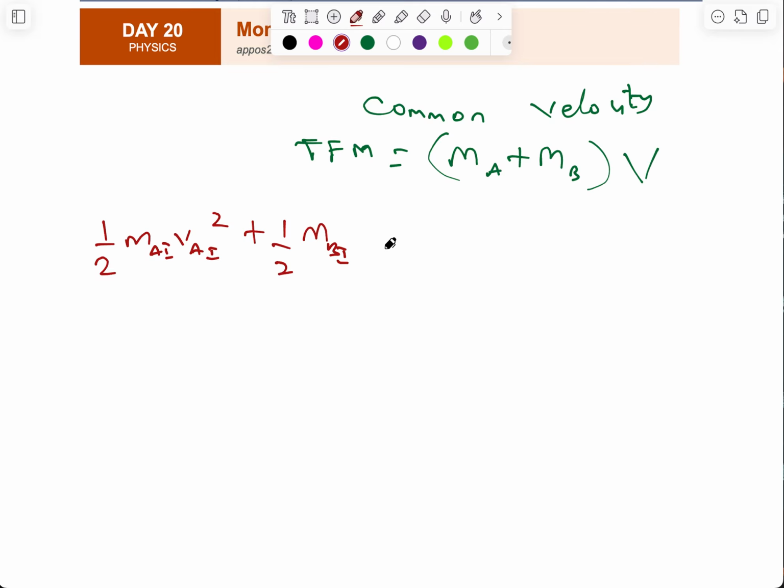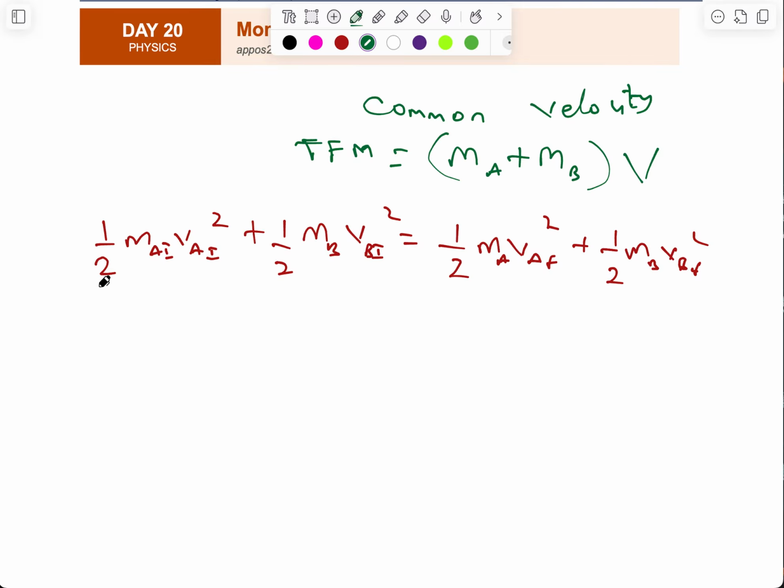I think it's just MB, so there's no need for initial. It's the speed that has initial. VB initial squared will be equal to half MA VA final squared plus half MB VB final squared. So you can see in this case, I don't have to worry about subtraction and addition because this is energy, and energy is a scalar quantity. So when you are talking about their total, you just add everything in magnitude like that.